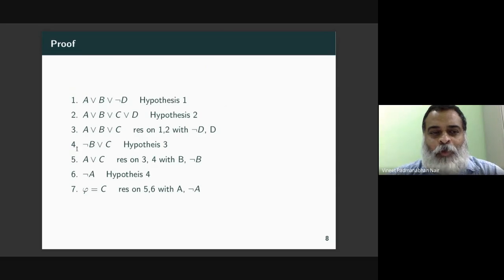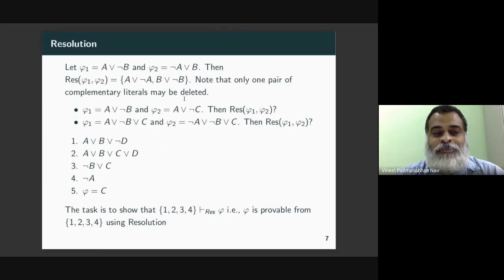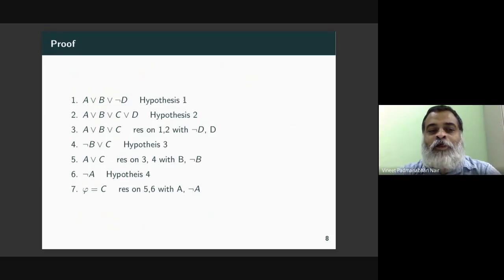So I have given 1, 2, 3, 4, but in between I did a resolution. Whatever I have written as hypothesis is the one which is given to you in the question in the previous slide, this slide. And whatever resolving I am doing, I am actually showing. So the first two you take, you obviously know that not D, D gets cancelled. You get A or B or C.